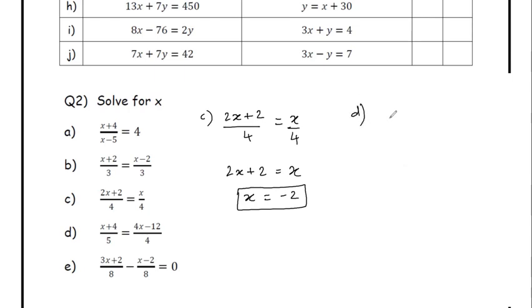D. x plus 4 upon 5 is equal to 4x minus 12 upon 4. So this time we're going to simplify this expression. How do we simplify this expression? By getting rid of the denominators 5 and 4. So how do you do that? We simply multiply 20 on both sides because 20 is a common multiple of 5 and 4. So that's one way of doing it.